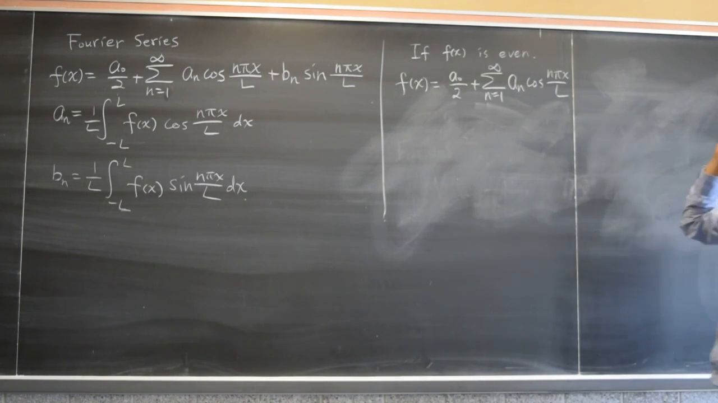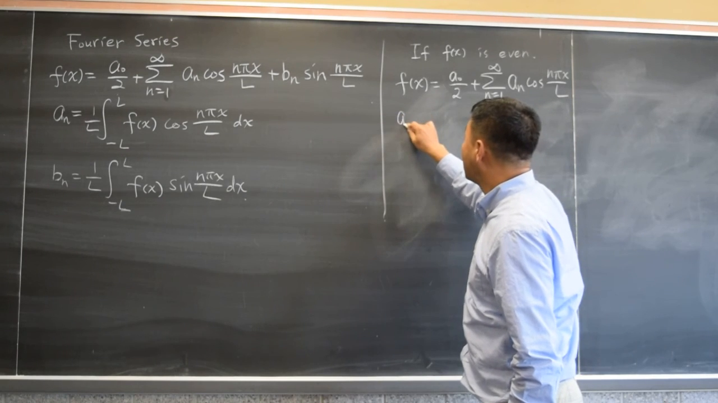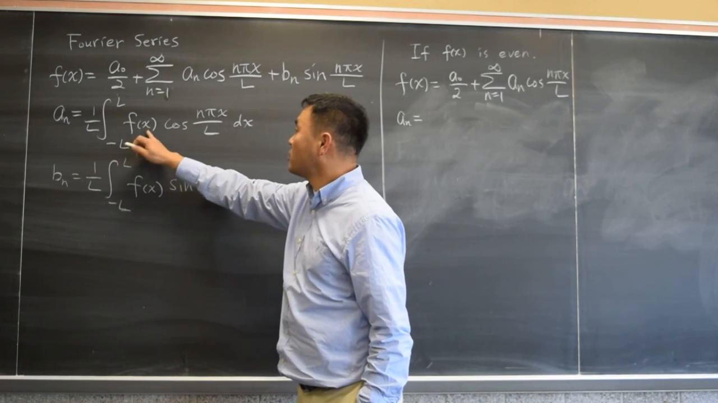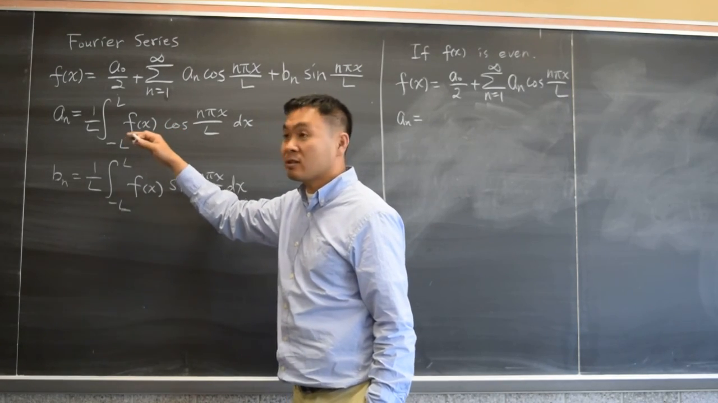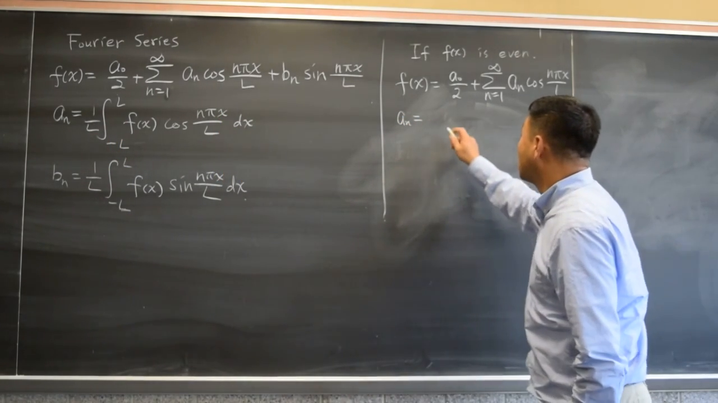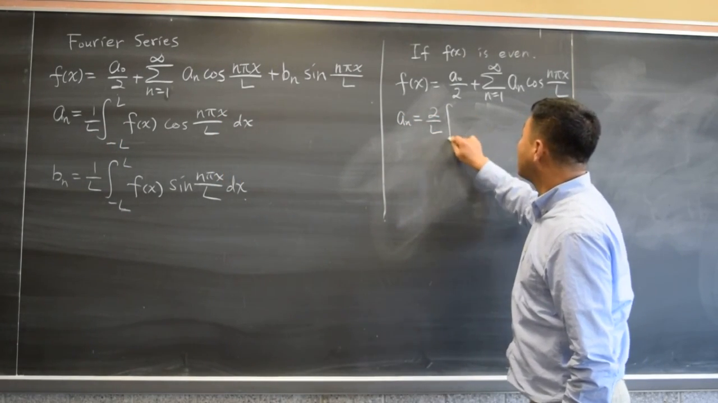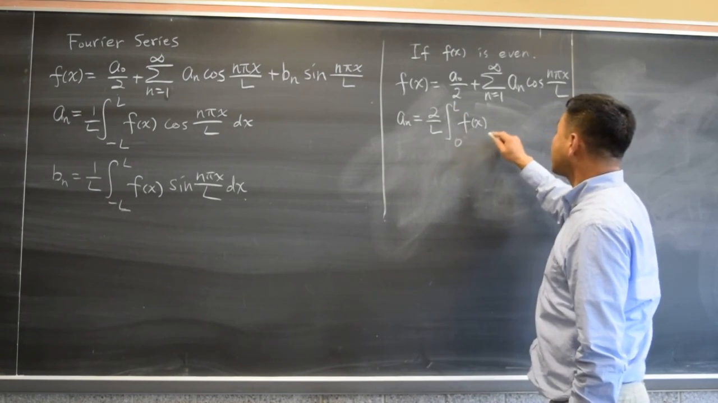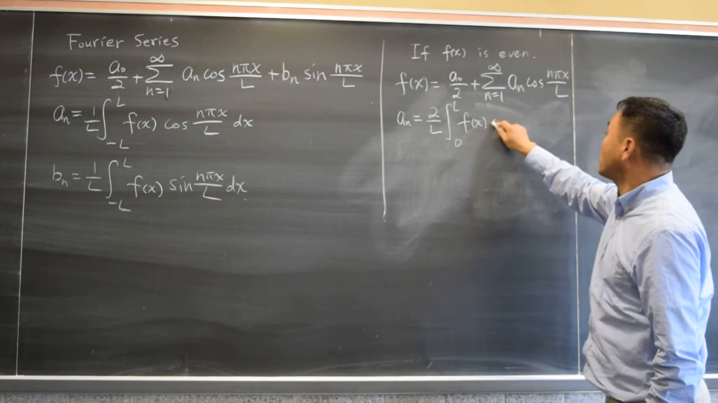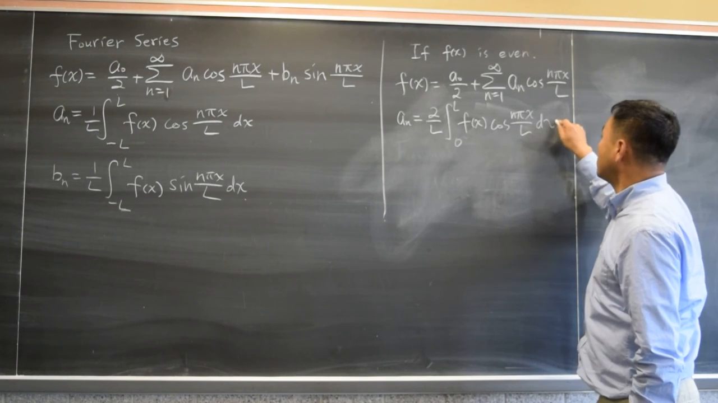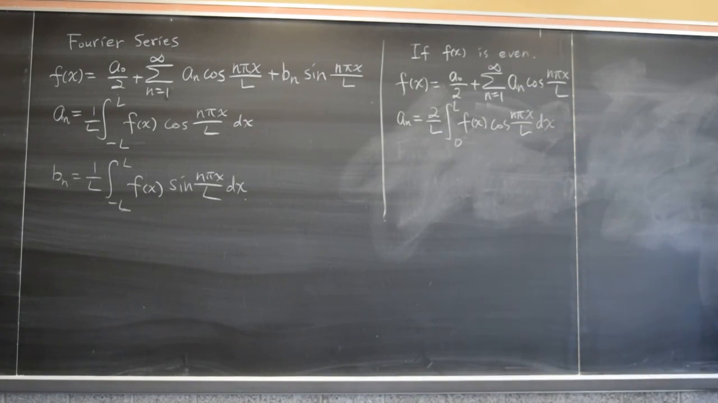Where an can now be this one, because this is even, this product is even, so I can take half of the interval and double the result, right? So I can do 2 over L integral from 0 to L of f of x cosine n pi x over L dx. So that's what you can do if f of x is even.